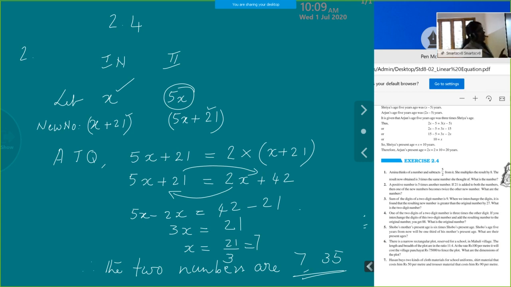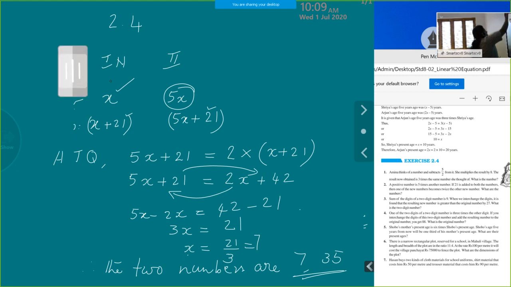Open the bracket using the distributive property. Then collect all the x terms together to one side, constants to the other side. So I collected 2x to the left side, I get 5x minus 2x as 3x. And 21 is taken to the right side, I get 42 minus 21 as 21. So x becomes 21 divided by 3, that is 7. So we have got one of the numbers as 7. Then the other number is 5 times it. So 5 times 7 is 35. So the numbers are 7 and 35.